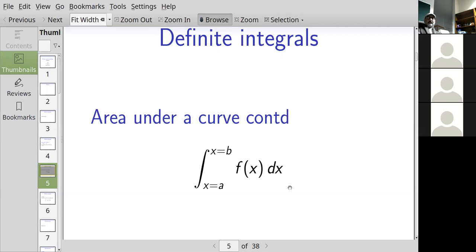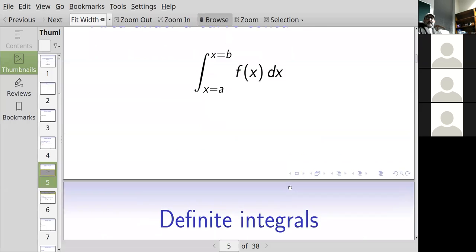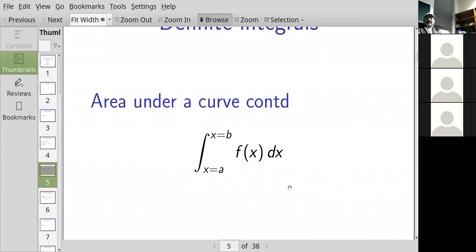Okay. Sir, I have a question. Yes. Sir, is the Riemann sum just for our understanding or like understanding the concept, or will we be asked to actually do it? Yes. Okay.